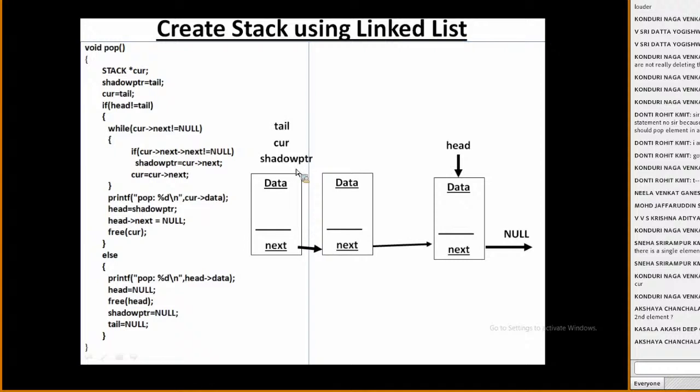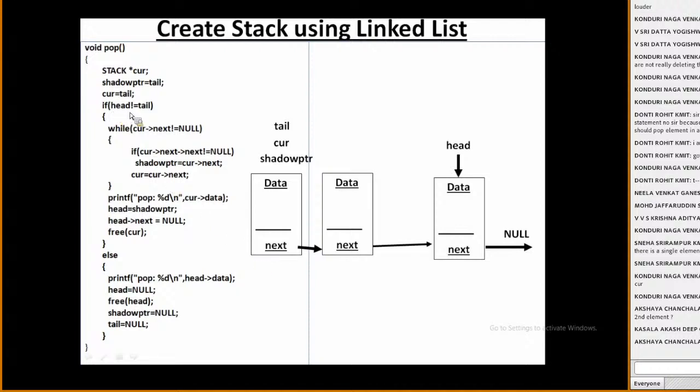Now I am using a shadow pointer. One more pointer. What is the use of the shadow pointer? It is just behind the current, right? So statement shadow pointer is equal to tail. So shadow pointer, tail, and cur is equal to tail. All these three pointers, tail, cur, and shadow pointer, are pointing to the base address. All pointing to the base address, right?